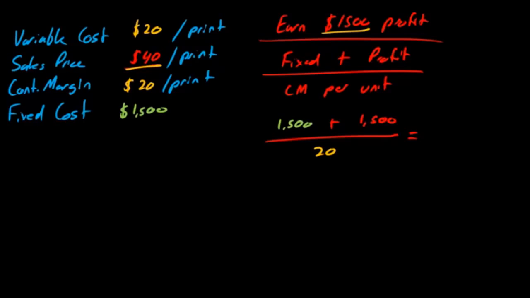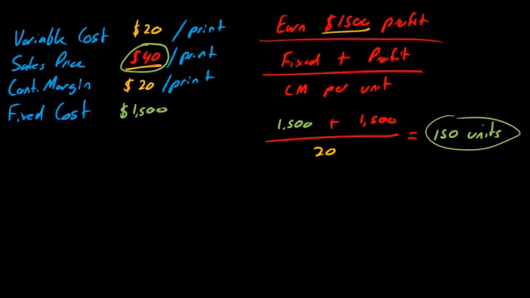and we can change our profit formula over here. So it will be $1,500 fixed cost plus $1,500 of profit divided by contribution margin per unit of $20. And that would mean that we'd have to sell 150 units to earn $1,500, and we believe that is very possible. We feel very confident that at a sales price of $40 a unit, we can sell 150 units.